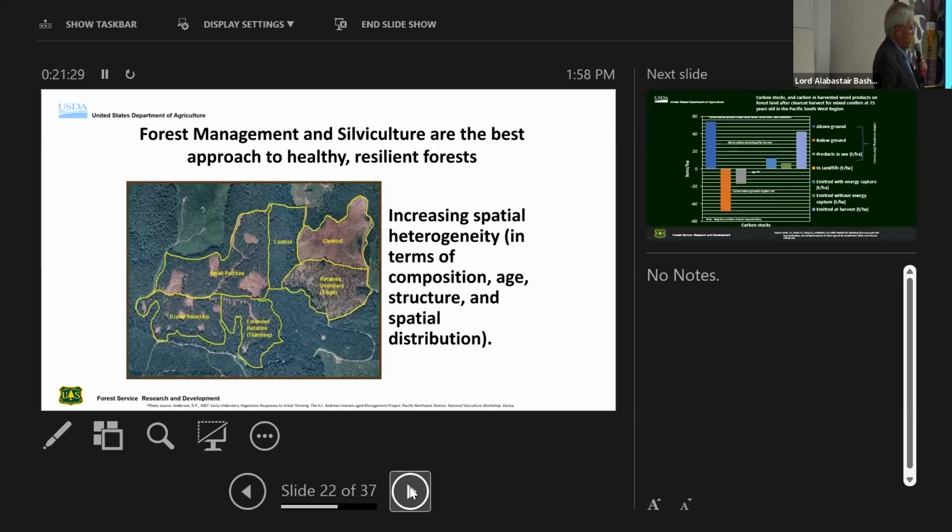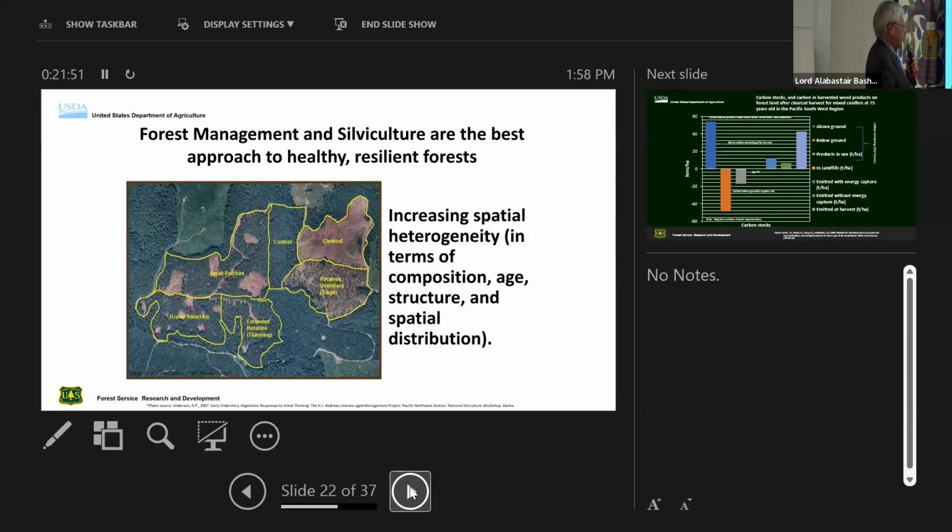One way of doing this is through application of silvicultural techniques to create an increased spatial heterogeneity in terms of composition of species. So when you have one insect attack on one species, the others are not affected or they are not subject to attacks.